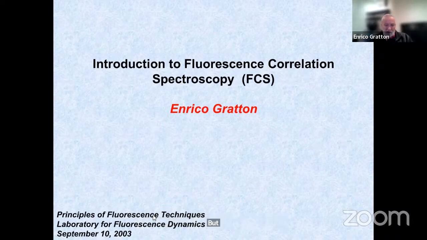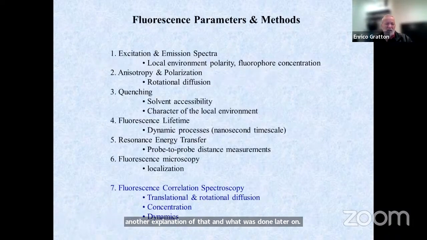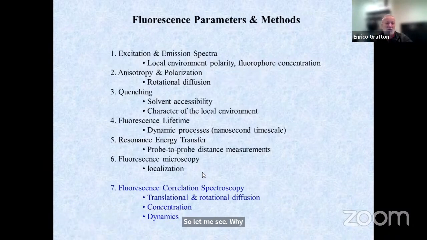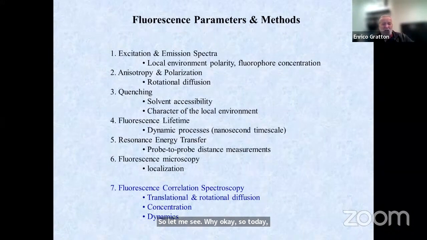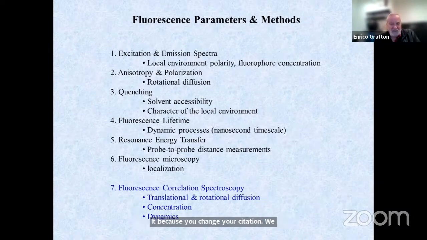But let's go on and see if we can get another explanation of that and what was done later on. Okay, so today we talk about fluorescence methods, and we know that the fluorescence can change because you change excitation or emission, or anisotropy and polarization, which was discussed by Dave. Quenching, fluorescence lifetime, resonance energy transfer, fluorescence microscopy, and of course, the things which are typical of fluorescence correlation spectroscopy, which is translation and rotational diffusion, concentration and dynamics.